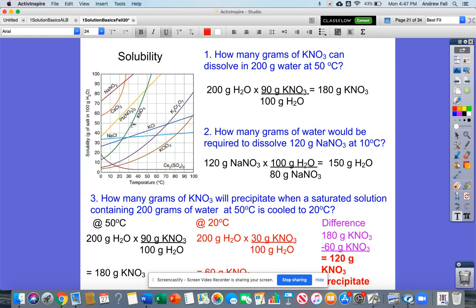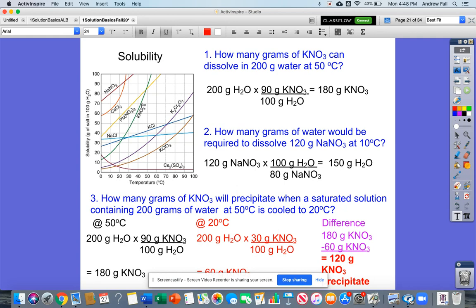If we look at potassium nitrate here, this tells us that at 20 degrees Celsius, we can dissolve 30 grams of potassium nitrate in water. That's the most we can dissolve. If you have less than that, then you would have an unsaturated solution. So if you only had 20 grams dissolved at 20 degrees Celsius in 100 grams of water, then that would be unsaturated and you could dissolve more of the solute.